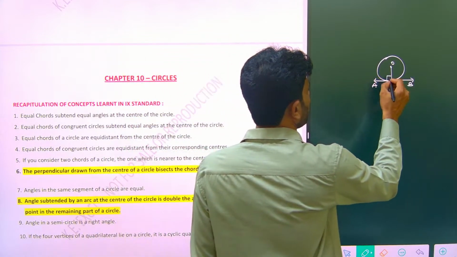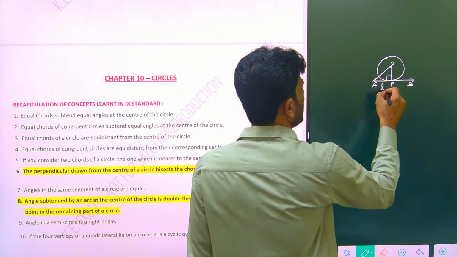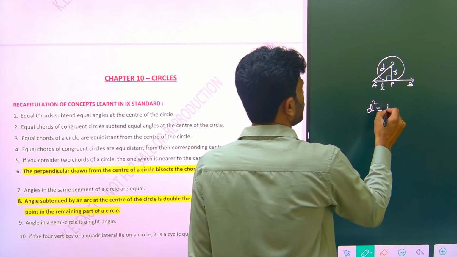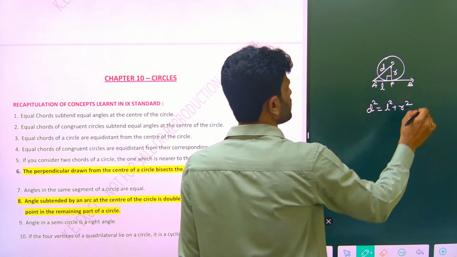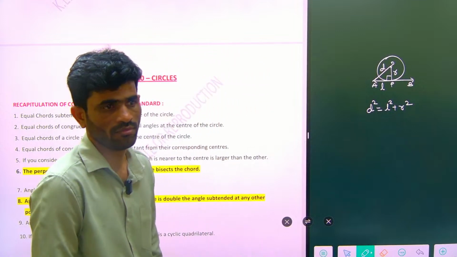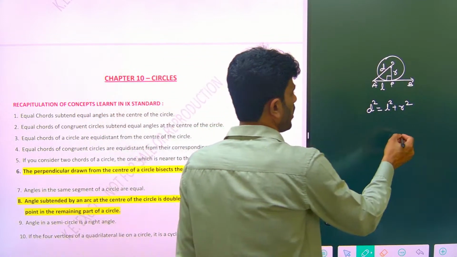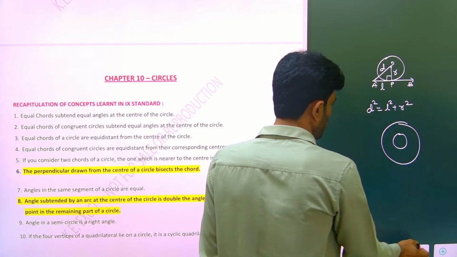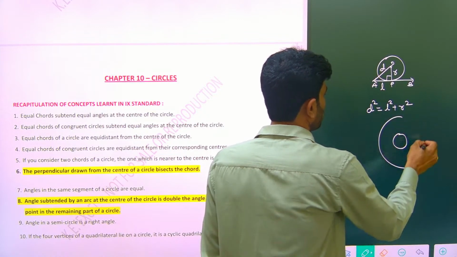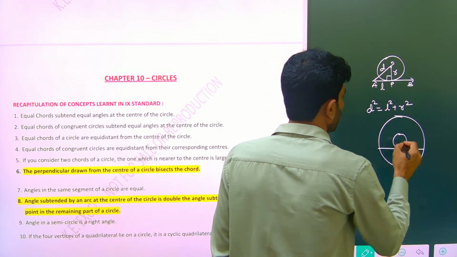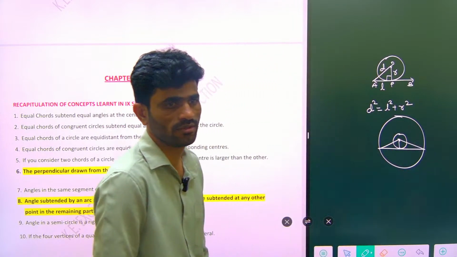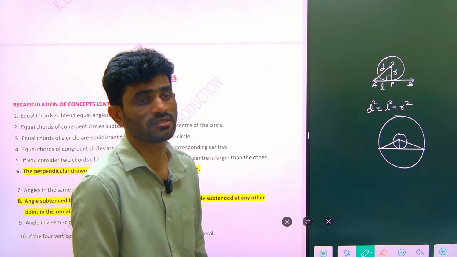What is the formula here? If you want to find the length of the tangent, this is the length, this is the radius, this is the distance. The formula is d square is equal to L square plus R square. Then concentric circles: a chord of a bigger circle touching the smaller circle is bisected at the point of contact. This formula is asked.